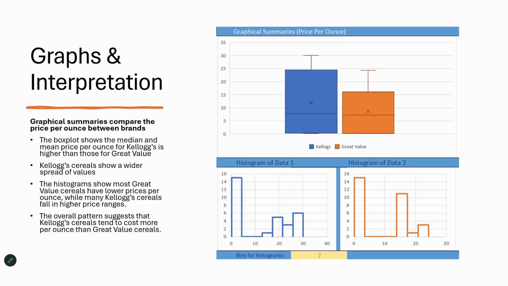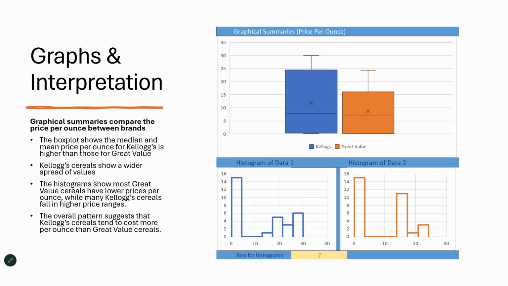Graphs and interpretations. For this slide, we created graphical summaries to compare the price per ounce between Kellogg's cereal and Great Value cereals. The box plot shows the median and the mean prices for both brands. From the box plot, we can see that Kellogg's cereals generally have a higher median and mean price per ounce than Great Value cereal, which means Kellogg's is usually more expensive. The box plot also shows that Kellogg has a wider spread of values, meaning their prices vary more, while Great Value prices are more consistent and mostly lower.